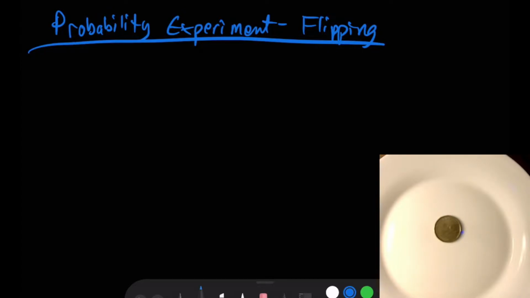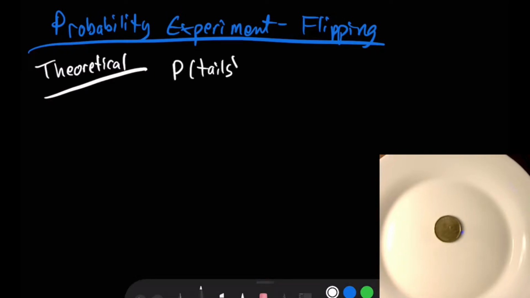Before we perform our actual experiment, I would like us to consider the theoretical probability of our outcome. And in this case, we're going to look for the probability of getting tails. So let's use our notation. We're going to do our theoretical first. And we're going to look for the probability of getting tails.